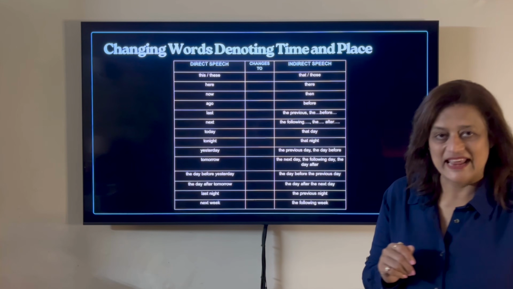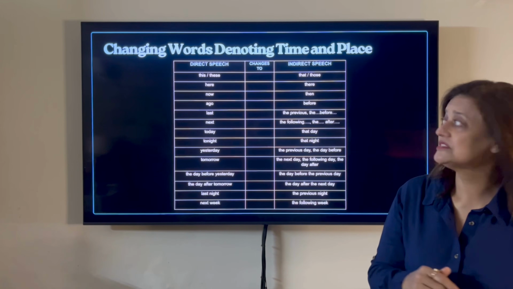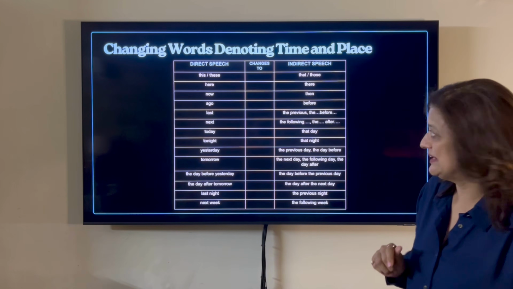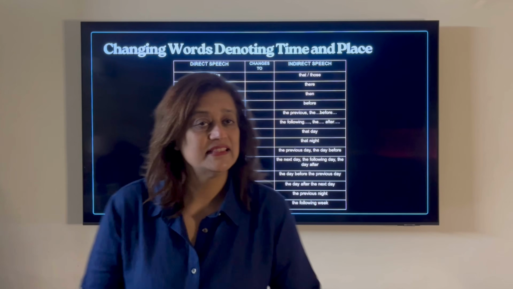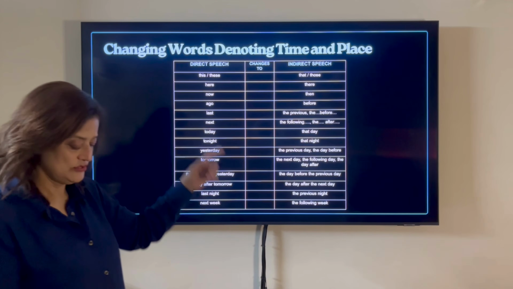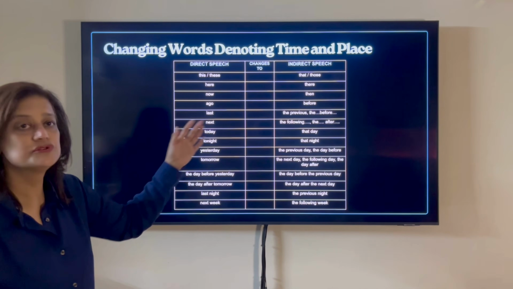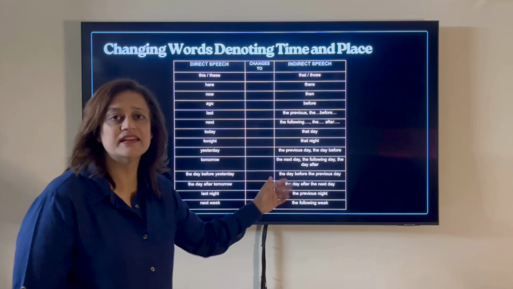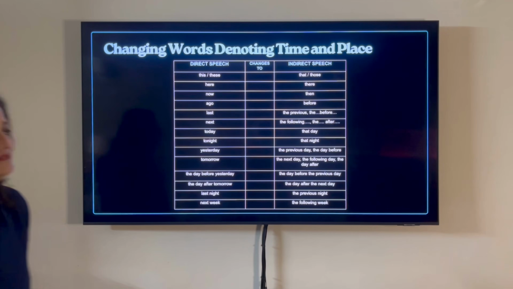Let's go to the next part, how to change words which denote time and place. This and these change to that and those, here to there, now to then, and so on. You can take a screenshot of this chart.